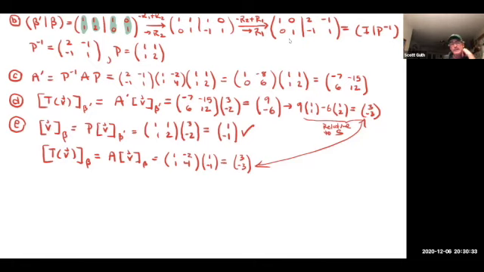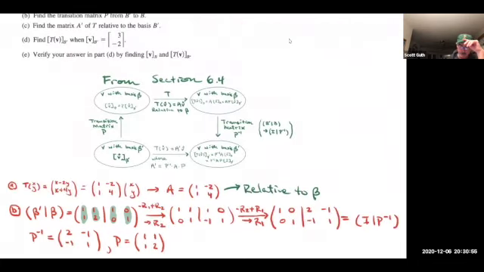And what I'm doing is I'm taking the two coefficients, 9 and -6, and multiplying by the first vector in beta prime, minus 6 times the second vector in beta prime, and I get this 3, -3. Now, if I want to take that vector V relative to beta prime and express it relative to beta, you might think about this diagram up here.